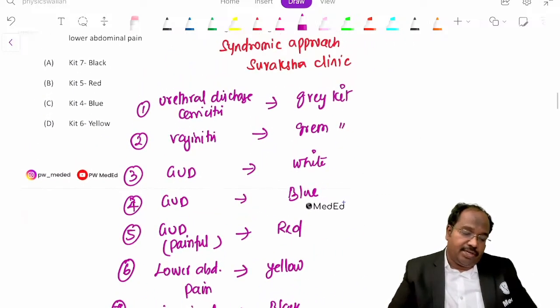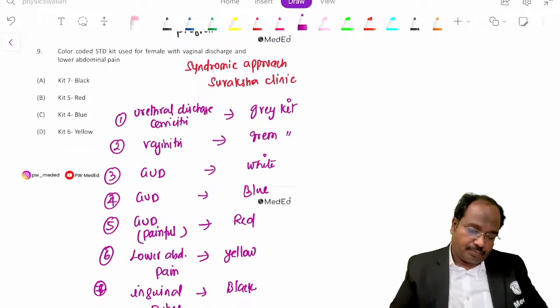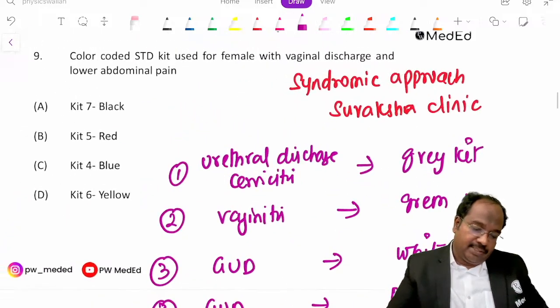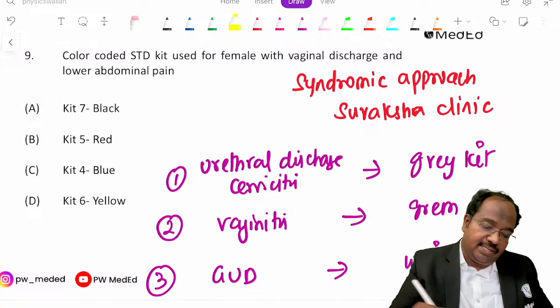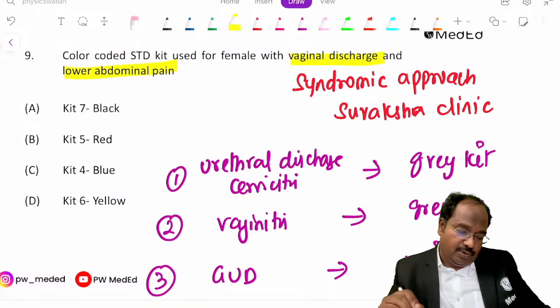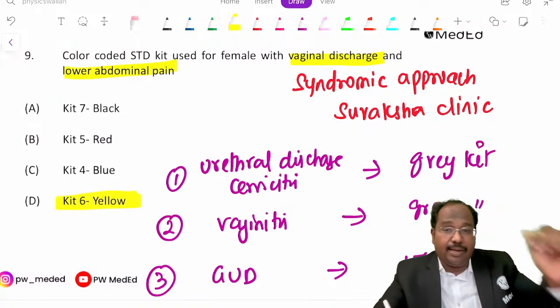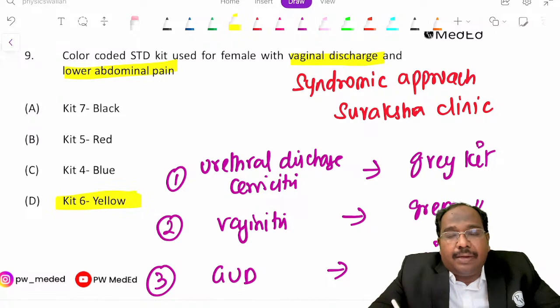So we'll go to the question. What is this question? Yes, it is vaginal discharge and lower abdominal pain. For vaginitis they don't give, so we will take kit 6. Okay, the answer is yellow, guys. Yellow kit. Okay, fine.